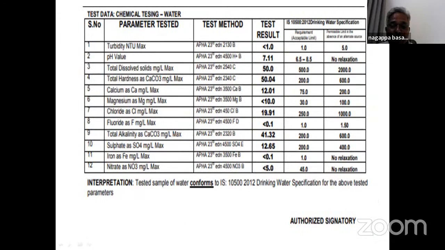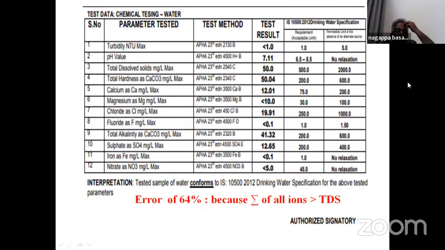Then the second report, this is a treated water. TDS is 50, hardness is 50. How can you accept this report? Total dissolved solids is 50, and only the hardness component is 50. It is NABL, an approved APHA method, a well documented method, a well established lab, and a very good report. The format is right, and all acceptable limits are given. But as per the thumb rule, it is not at all acceptable, because dissolved solids is 50 and hardness is 50. If you add the remaining ions, it exceeds the TDS value. That's why it is not at all acceptable, with an error of 64%.